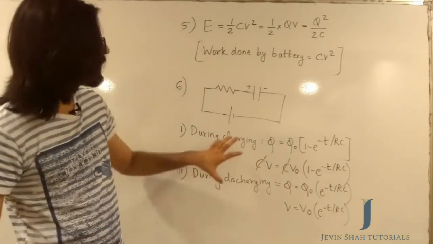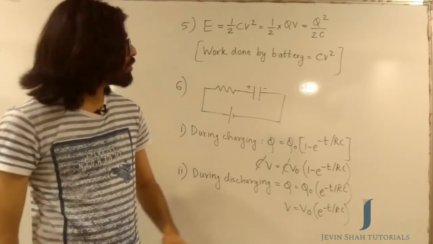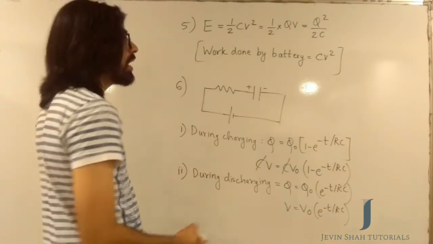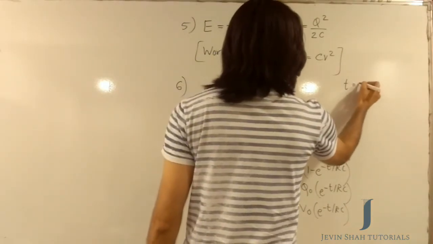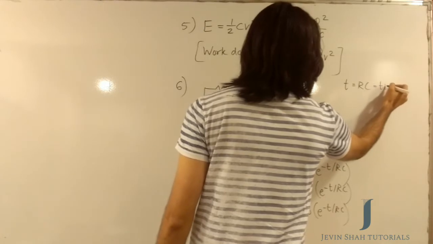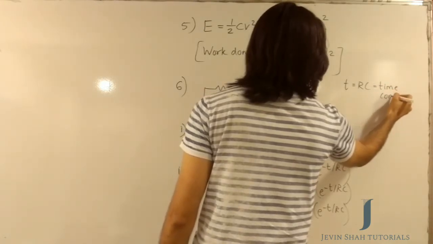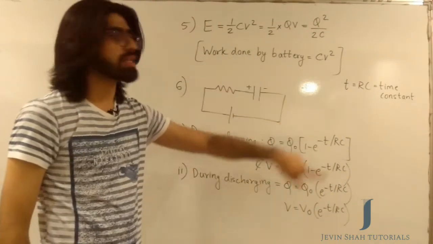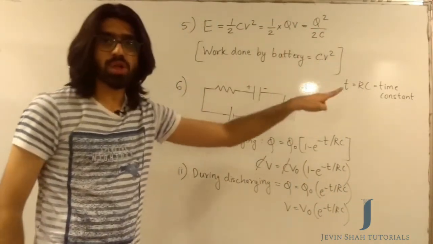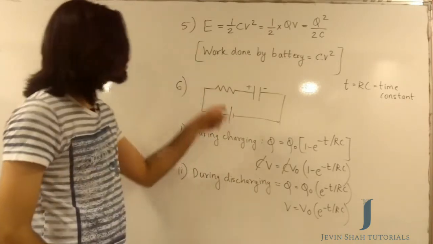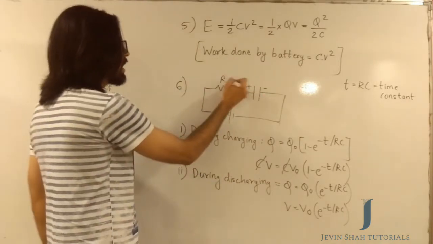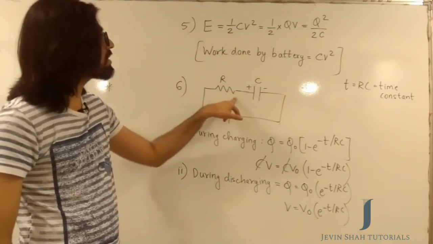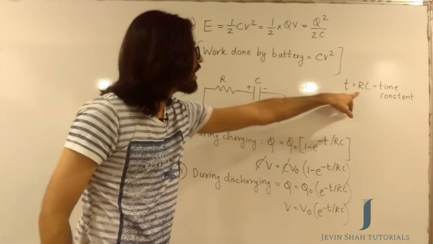Now have a look at these two equations. What if I put the value of t as RC itself? When I put t equal to RC, we say that t equal to RC is what we call the time constant of the RC circuit. There's a resistance, there's a capacitor, we are calling it an RC circuit. The time constant for any RC circuit is equal to the value of R into C.